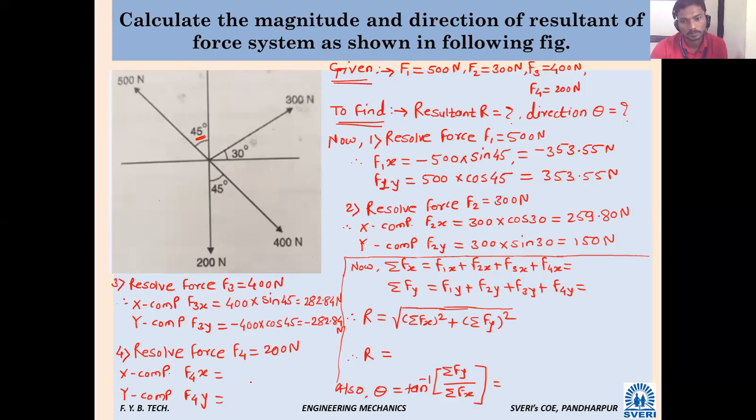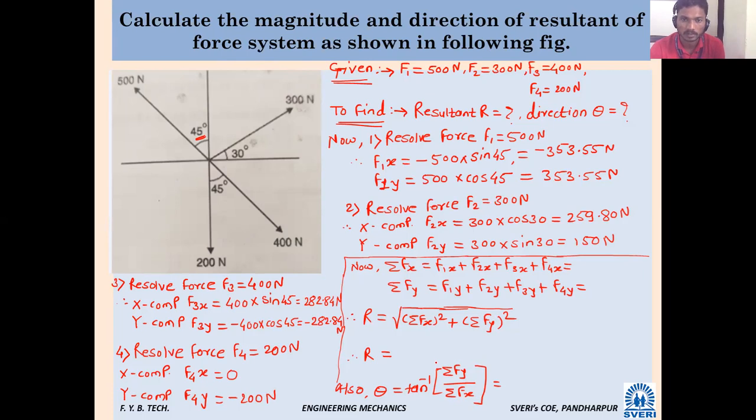Fourth force, which force have I assumed as fourth force? 200 Newton. How is that force as far as principal directions are concerned? Due south, vertically downward. What is the x component of that force? 0. What is the y component of that force? Minus 200 Newton. All forces we have resolved into x and y component.